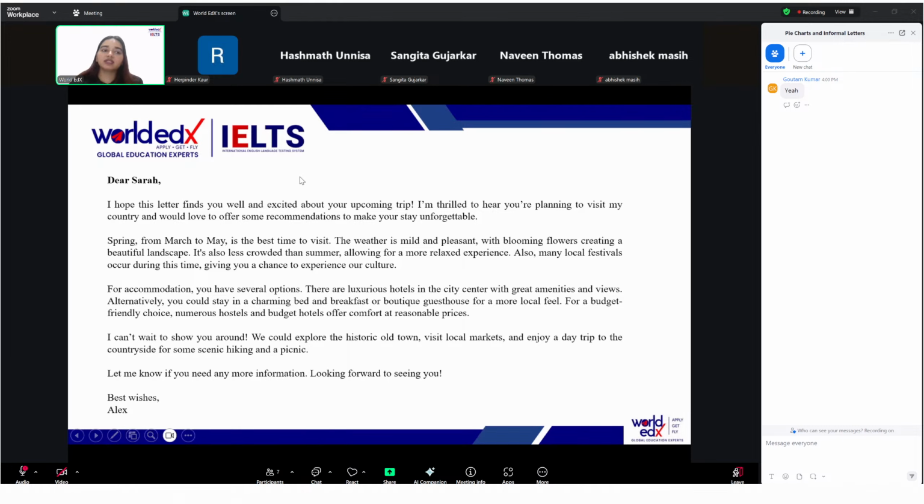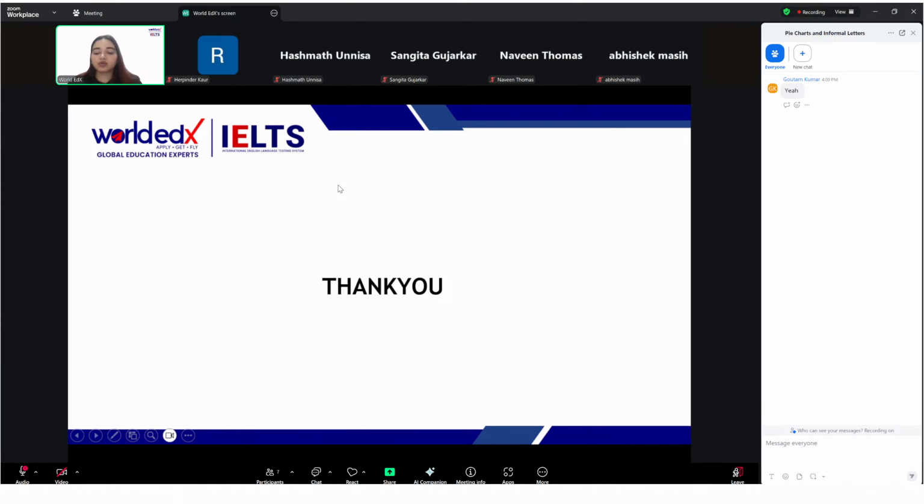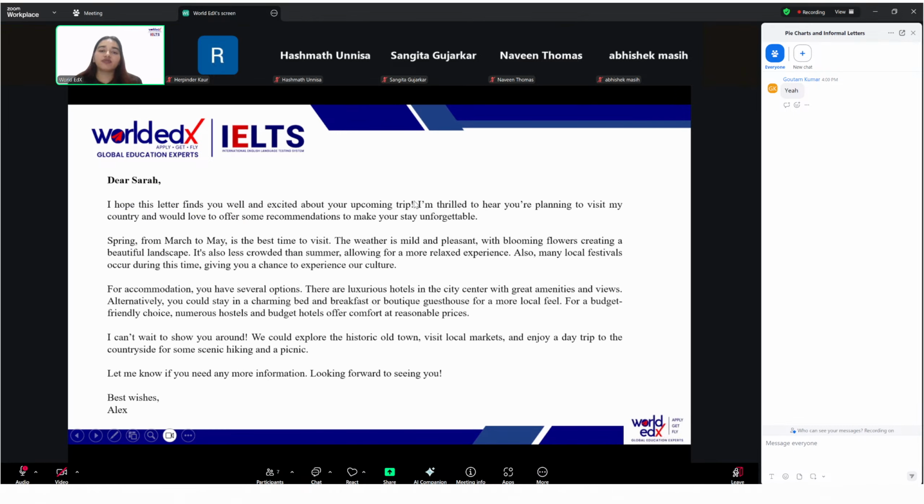It says, Dear Sarah, I hope this letter finds you well and I'm excited about your upcoming trip! See, there is an inclusion of an exclamation mark. Again, it shows that it is an informal letter. I am thrilled to hear you're planning to visit my country and would love to offer some recommendations to make your stay unforgettable. This is the purpose of the letter as told to you in the question.